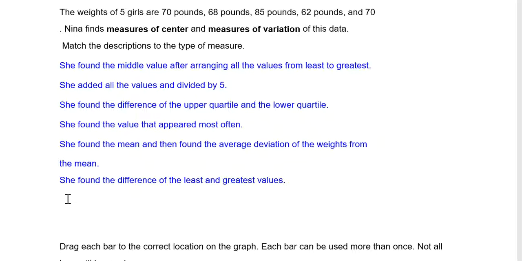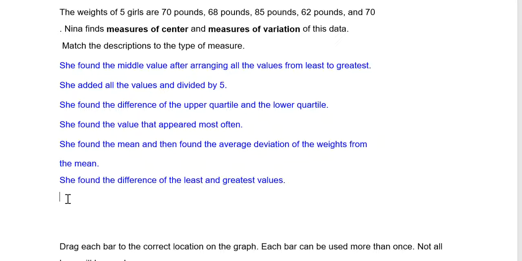She found the middle value after arranging all the values from least to greatest. So when we take these numbers and we arrange them from least to greatest, the middle value is the median. The median is a measure of center. She added all the values and divided by 5. Well, there are 5 values, and we know when we find the mean, we would add up all the values and divide it by the number of values.